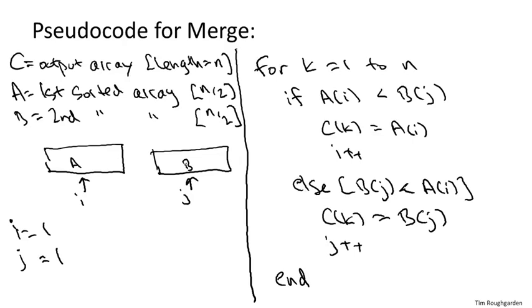Now again, I'm being a little bit sloppy so that we can focus on the forest and not get bogged down with the trees. I'm ignoring some end cases. If you really wanted to implement this, you'd have to add a little bit to keep track of when you fall off either A or B. You'd have additional checks for when i or j reaches the end of the array, at which point you'd copy over all the remaining elements into C.